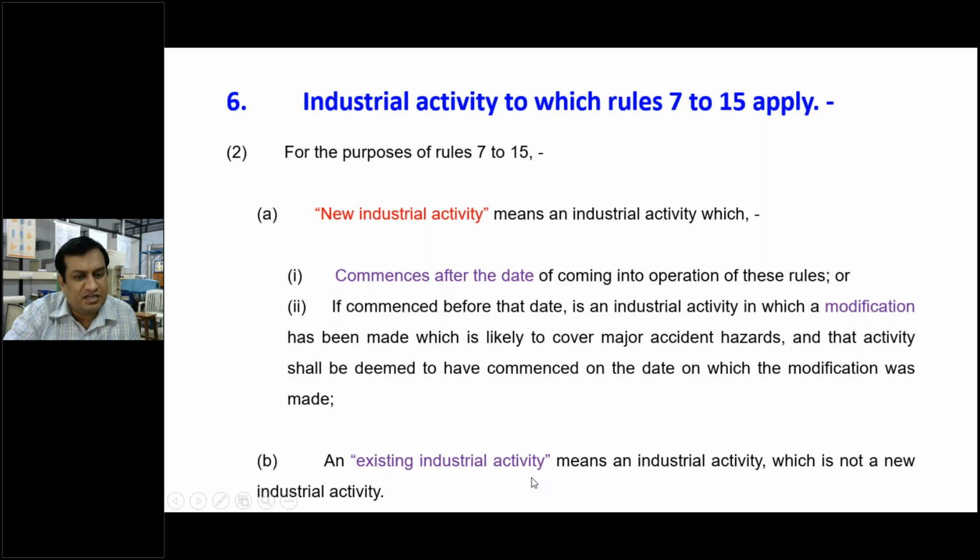And an existing industrial activity means an industrial activity which is not a new industrial activity. So existing means the activities which are present already, which were available before commencement of these rules. So before the date of commencement of this rule is called existing industrial activity, and after the date of commencement, or after some modification or changes in the activity, it is called new industrial activity.